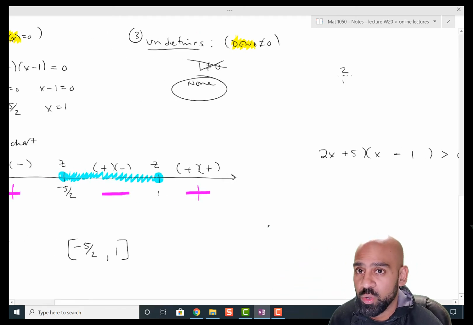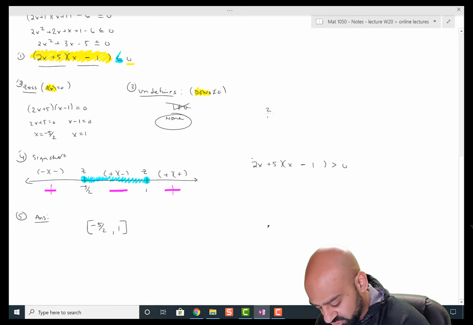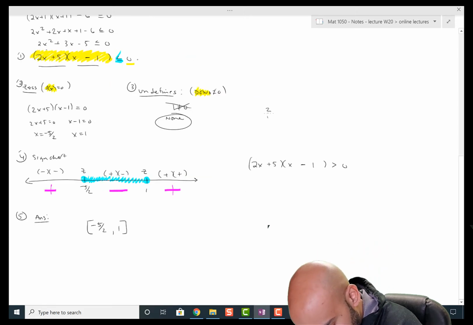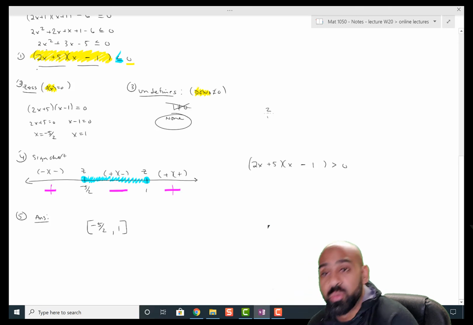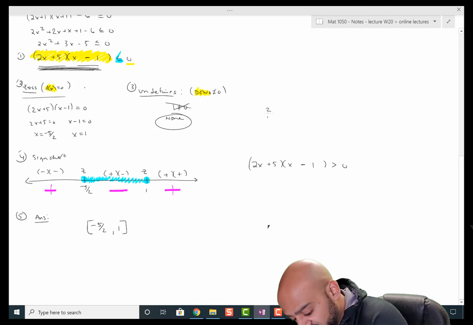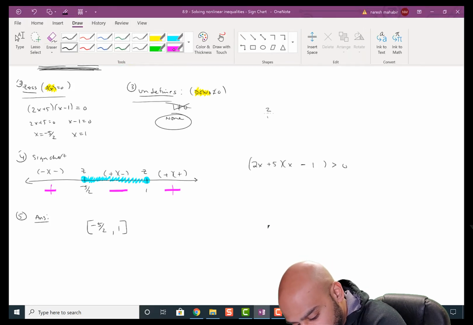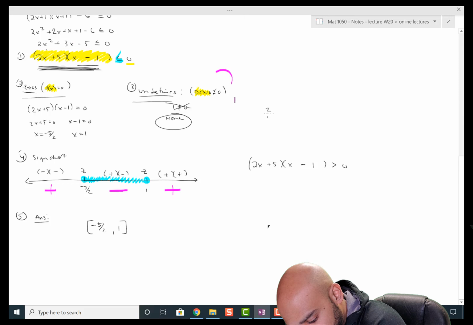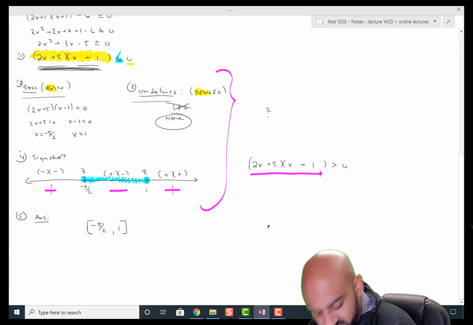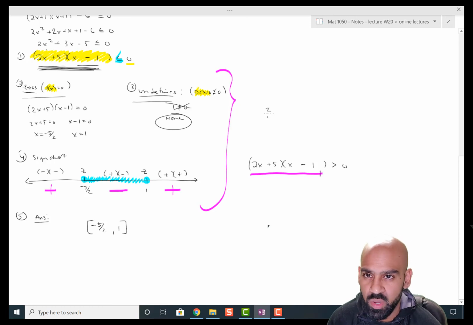Well, we don't have any more work to do. We've solved every inequality, so check this out. Remember, because we didn't look at the inequality until the very end, we really just analyzed the left-hand side. We figured out its zeros, where it's undefined, and we made its sign chart. All this information, from here to the middle, was about the expression on the left. It had nothing to do with the inequality.